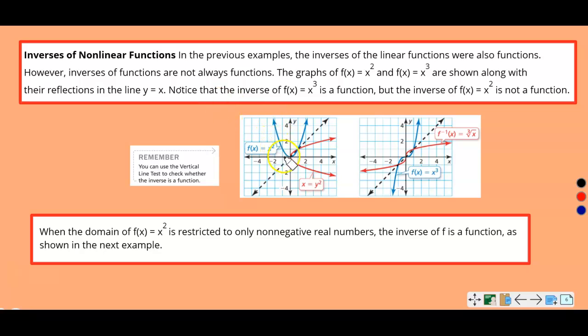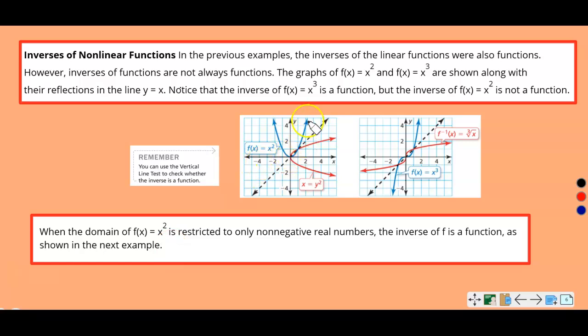So if you take the whole graph here, x squared, remember, is a quadratic function. Here is y equals x, so if you reflect that, you get this image here. And so that would not be a function. So to make it a function, that's why you would restrict it to only non-negative real numbers. So when the domain of f of x equals x squared is restricted to only non-negative real numbers, the inverse of f is a function, as shown in the example.